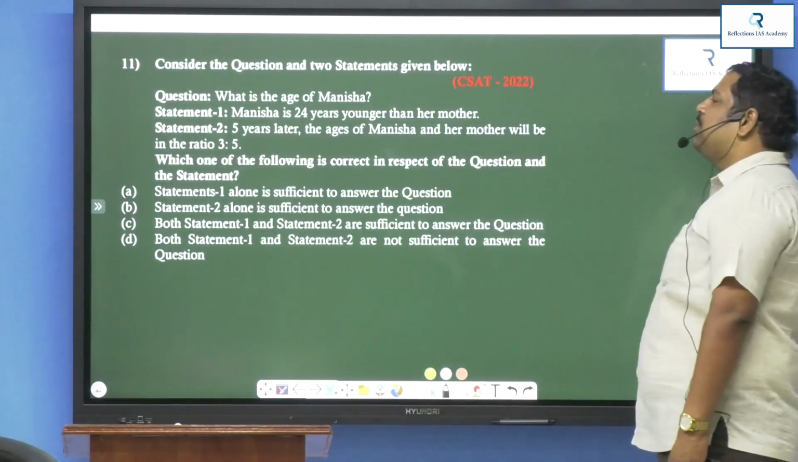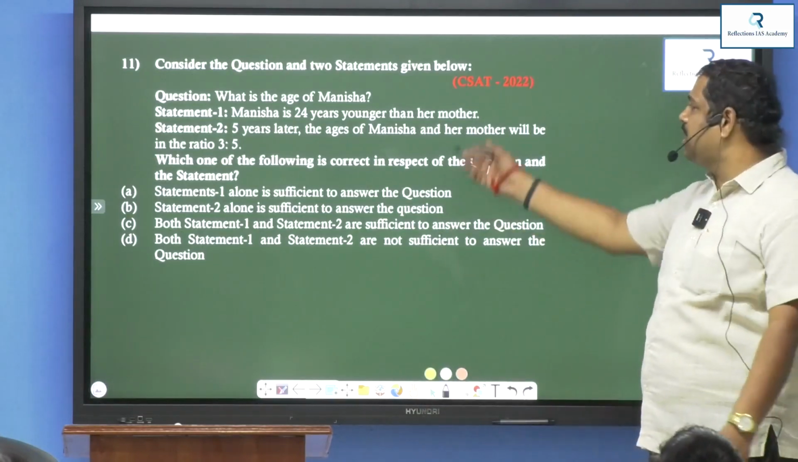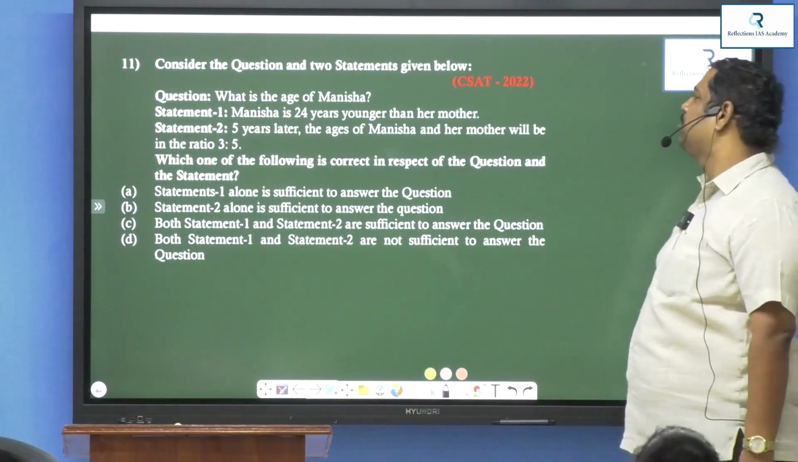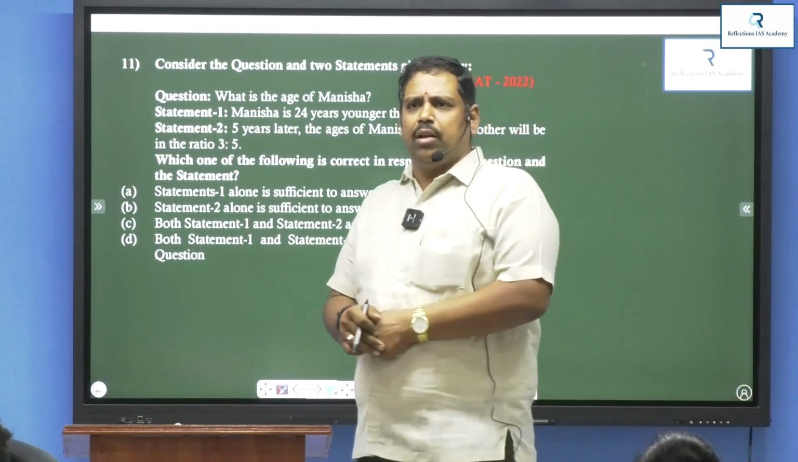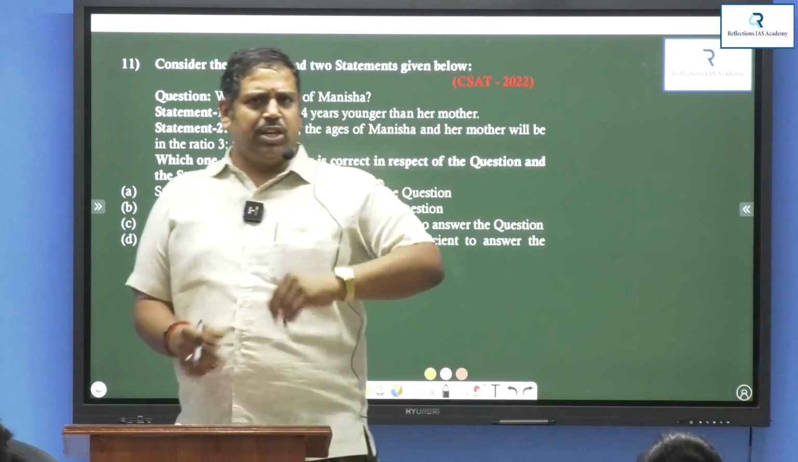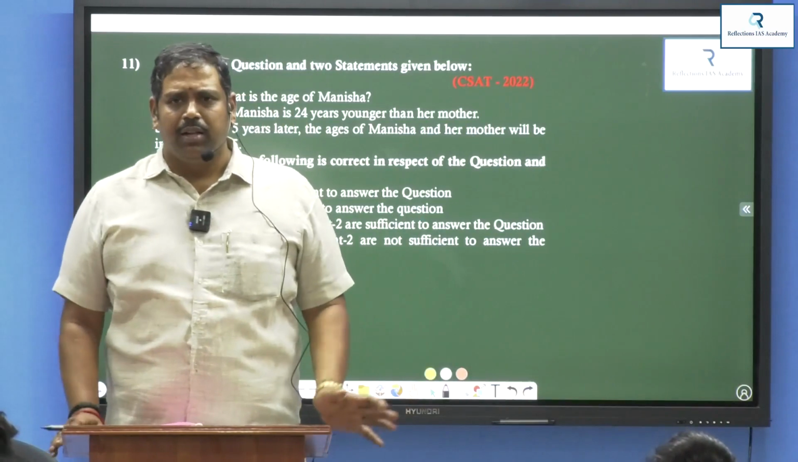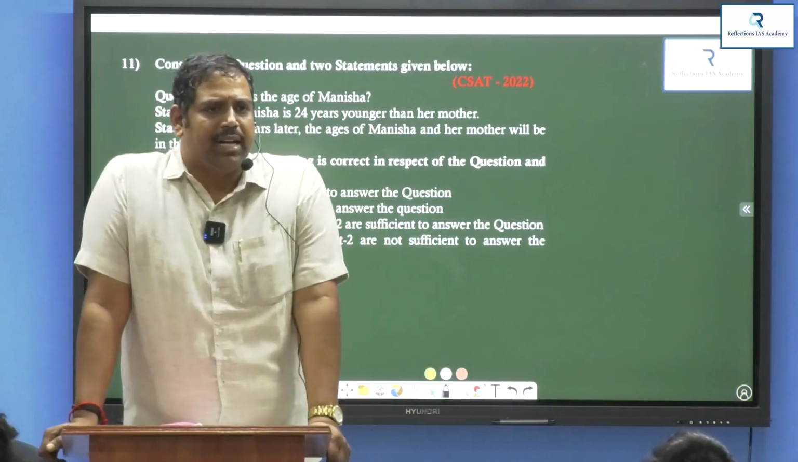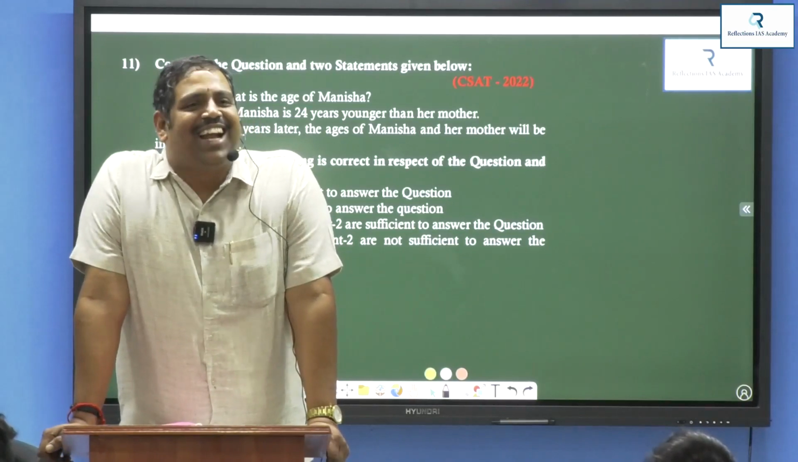What is the age of Manisha Koirala? Statement 1. Manisha Koirala is 24 years younger than her mother. If I want to answer this question, I have a small doubt. Right now, my age is sweet 16. What's your age, Rajkumar? 25. So, he is elder to me by 9 years. Because I am 16, he is 25, right? Okay, my brother.